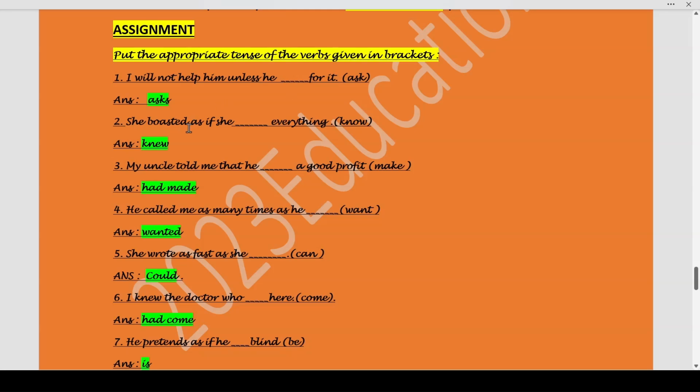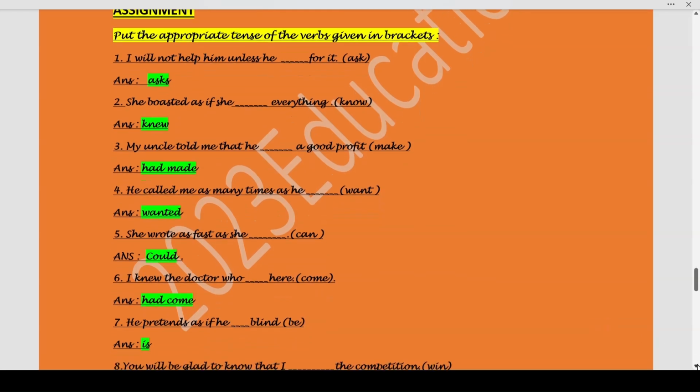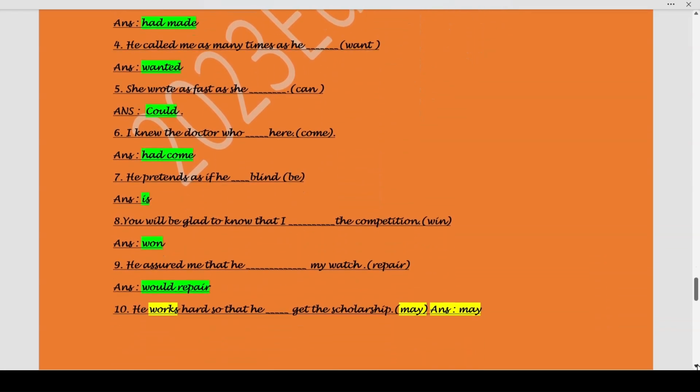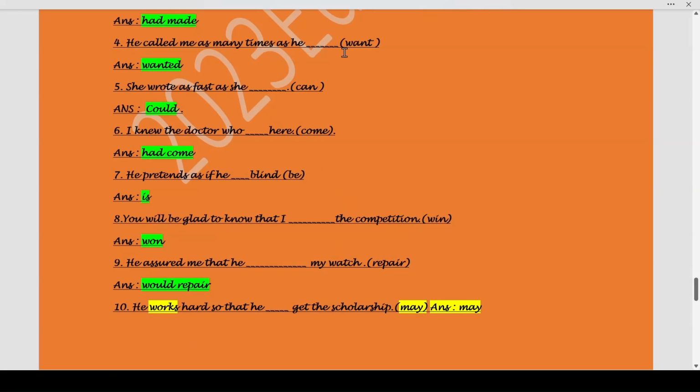He asks for it. She boasted as if she knew everything. Now, boasted is in the past tense. So, what is the past form of know? Knew. My uncle told me that he had made a good profit. He called me as many times as he wanted. He called, past tense. So, want becomes wanted.